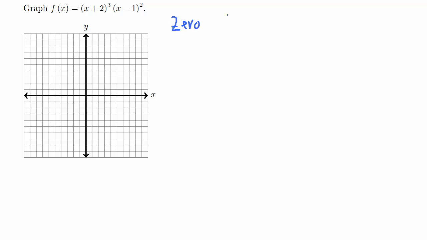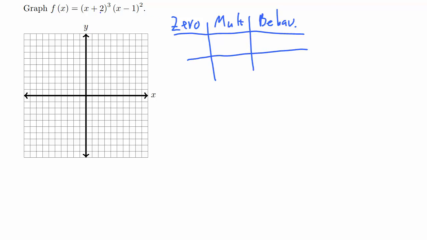So the first thing we're going to want to do is figure out our table: the zero, the multiplicity, and the behavior at the zero. Now in this problem there are only two zeros. The first one is -2, the second one is 1. The multiplicity for the -2 is the exponent there, which is 3, and the multiplicity for the 1 is 2. Because it has a multiplicity of 3 for the -2, it crosses, and the multiplicity of 2 bounces because it's even.